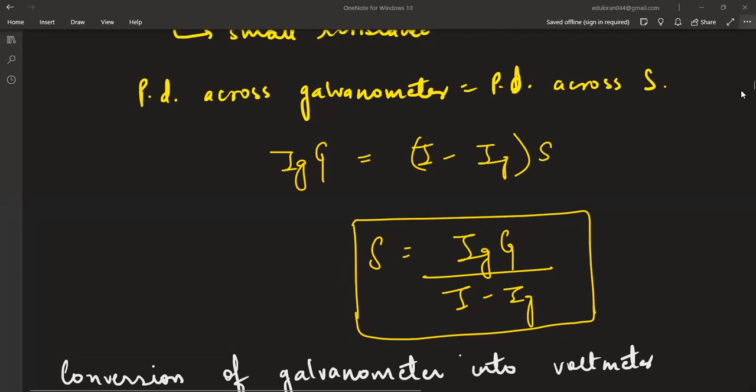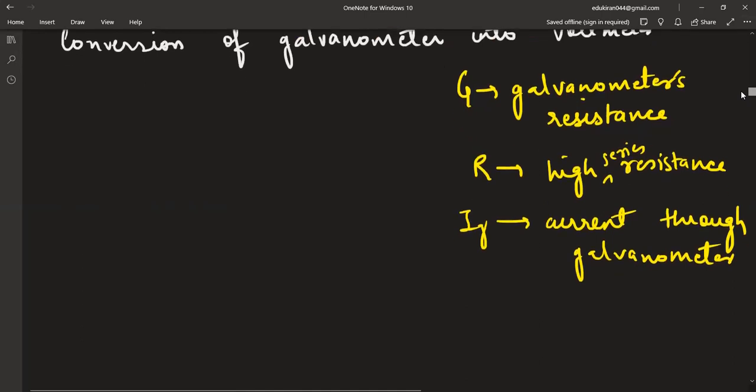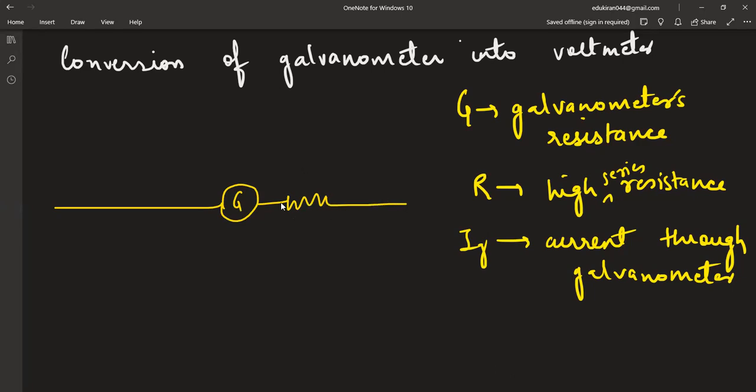Done class. Now see, conversion of galvanometer into voltmeter. So just opposite to it. Whatever we have studied for ammeter, it's opposite to it. Galvanometer is there. We connect a resistor, high series resistance, means the value is high and it's connected in series. So simple resistance R, we'll write G is for galvanometer. Ig is the current that is flowing.